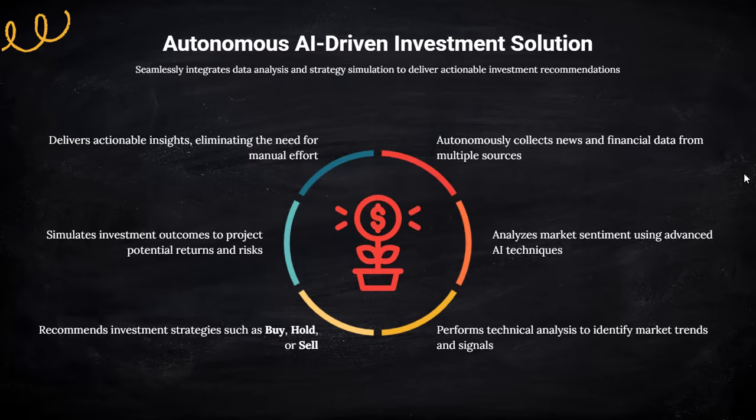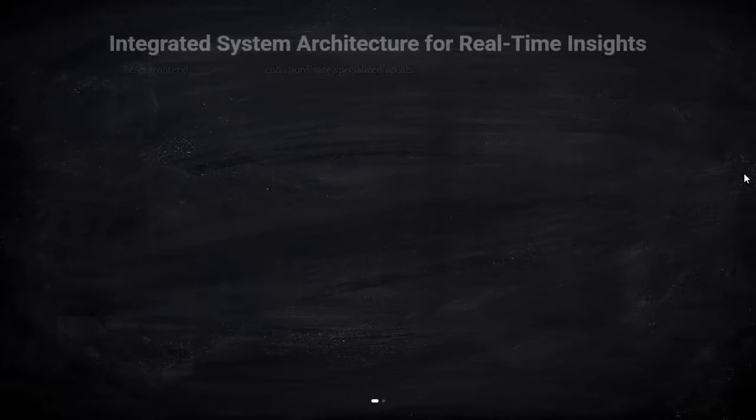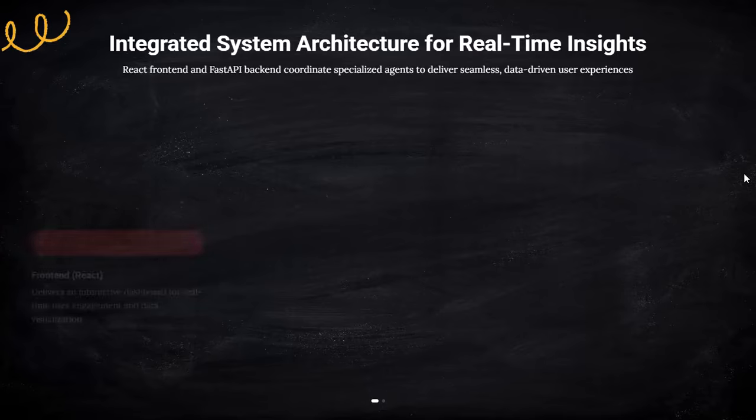So what are we doing now? This project will autonomously collect news and financial data from multiple sources, and we also have sentiment analysis which will give scores based on each and every news item and say how the prediction will go. We also have technical analysis which will identify trends and signals. It will give investment strategies, like whether to buy, hold or sell a particular share. It will also run a simulation and give the outcome as projected potential returns and risks.